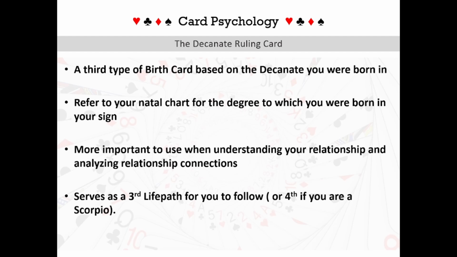All right. So I wanted to go through a third type of birth card, or if you're a Scorpio, possibly a fourth. And this is where some of the astrology people might feel really familiar. You're going to have a third birth card called your Decanate Ruling Card. It's really good for looking at your relationships and looking in the spreads at your relationships.